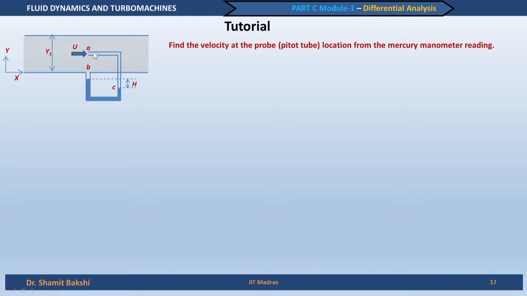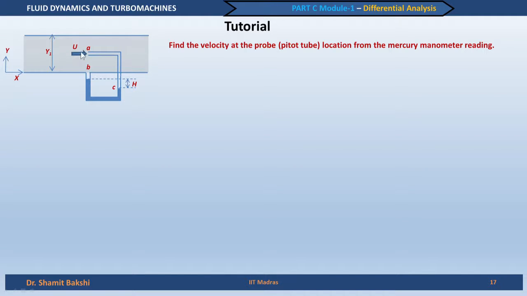So, if we put this tube here, the flow will stagnate in front of it. If you have a manometer, a mercury manometer let us say in this particular case, this stagnation pressure will push the mercury head down, and on the other side, if it is connected to the flow itself, the mercury will go up. By noticing this h reading, we can find out the magnitude of the velocity at this location.